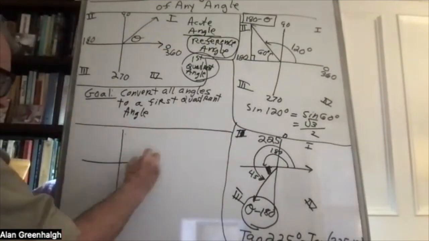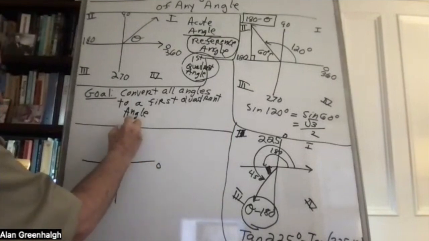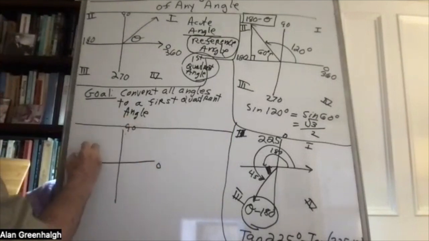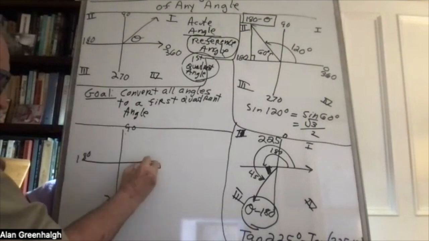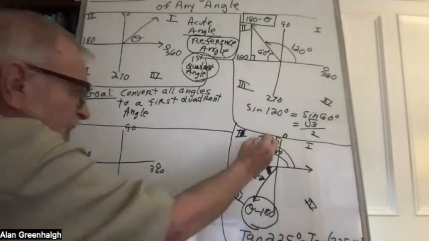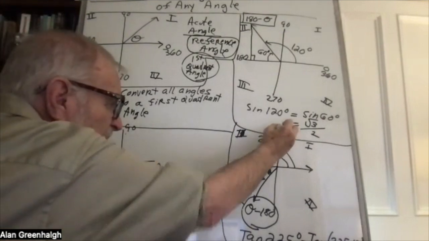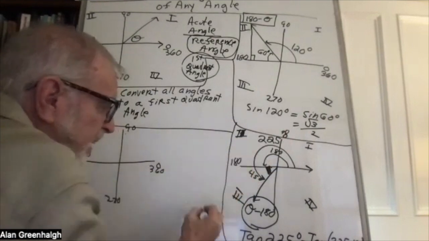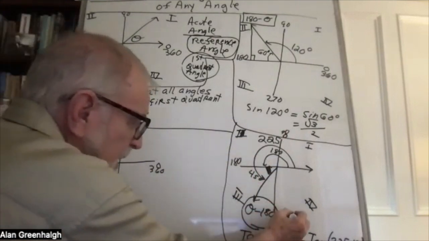So here we go. 0, 90, 180, 270, 360. Should have done that here. This was 90. This was 180. Let's see, that would have been helpful.